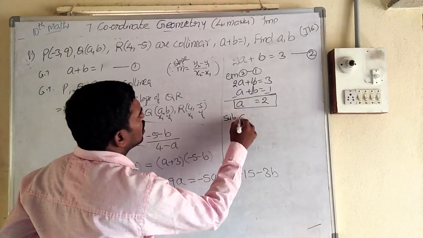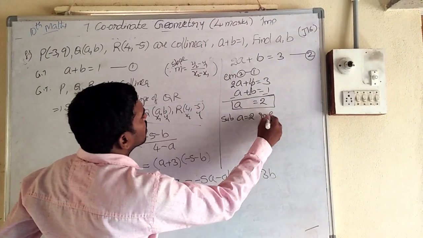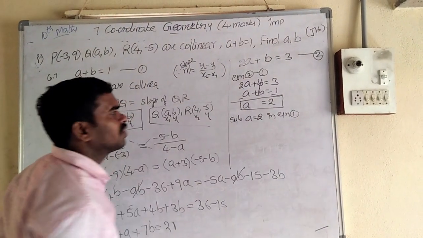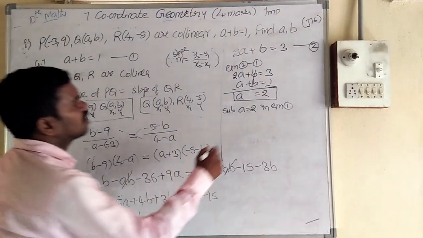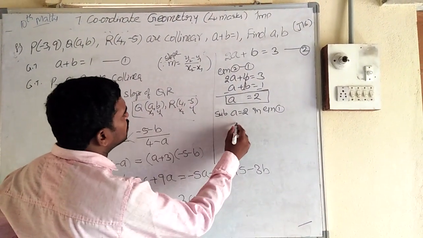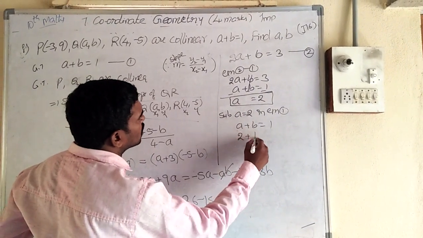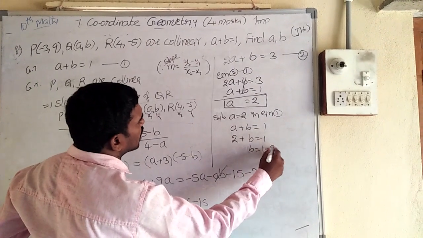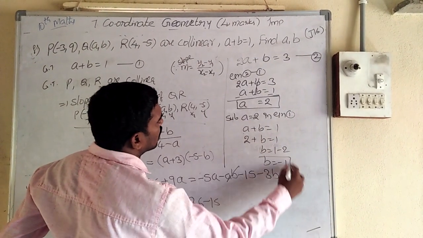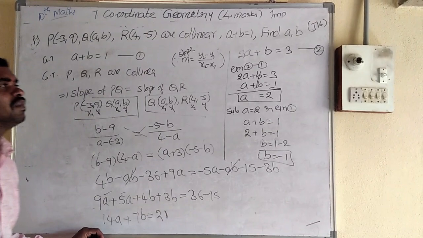And substitute a equal to 2 in equation 1 or equation 2, anything. Suppose I am using equation 1. What is equation 1? a plus b equal to 1. a means what here? 2. So 2 plus b equal to 1. So b equal to 1 minus 2. So b equal to minus 1. So these are the a and b values.